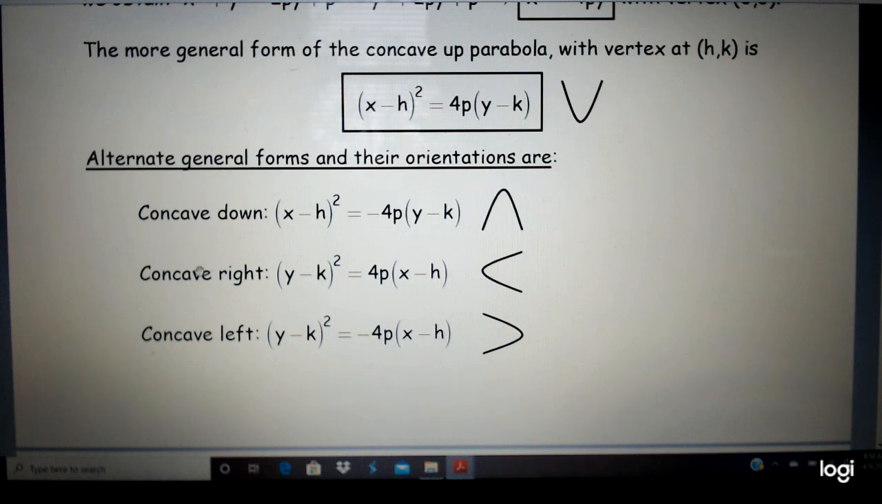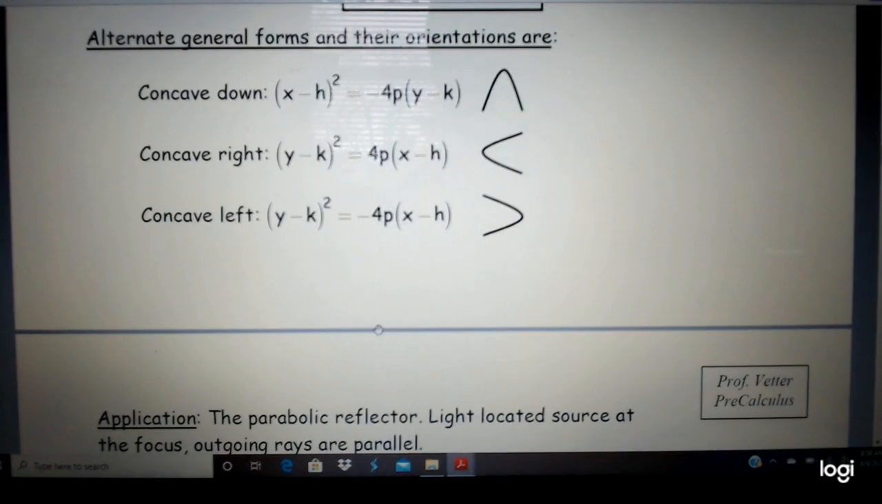Okay, now you can have the left, right versions, in which case those are the y term squared versions. Opening right, you got a positive here. Opening left, you got a negative. All right, so those are the four versions.